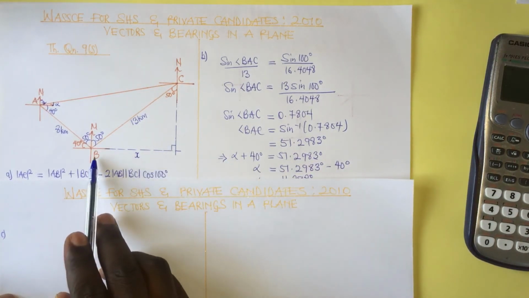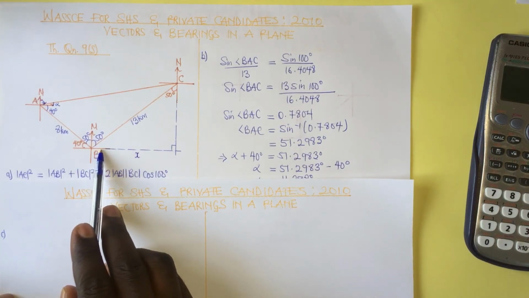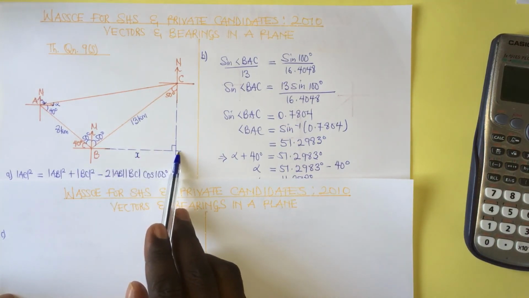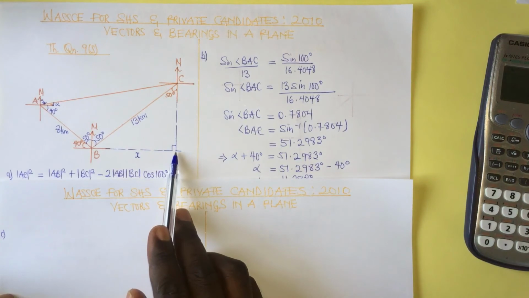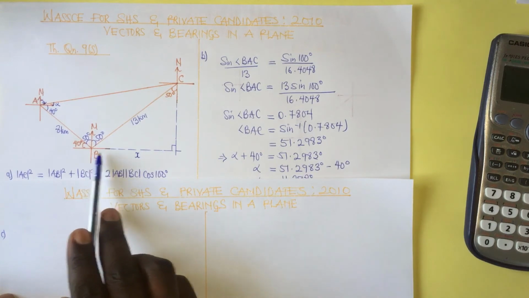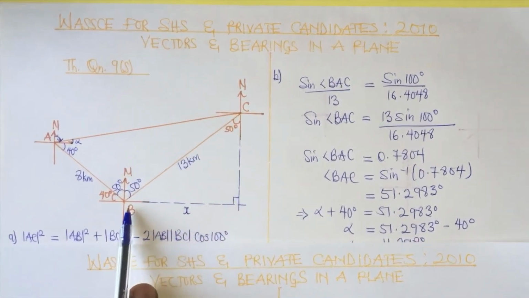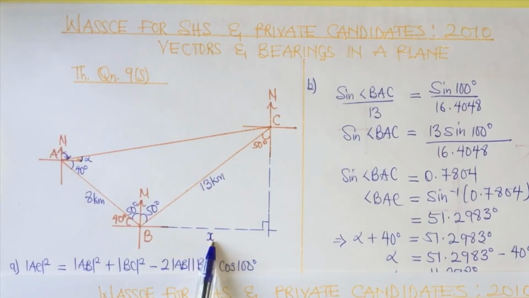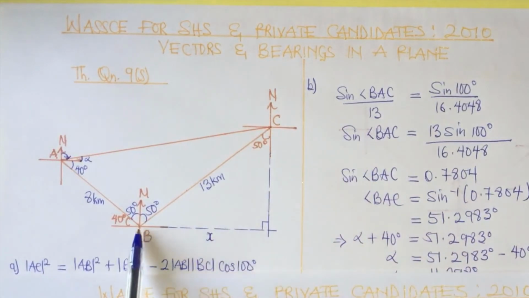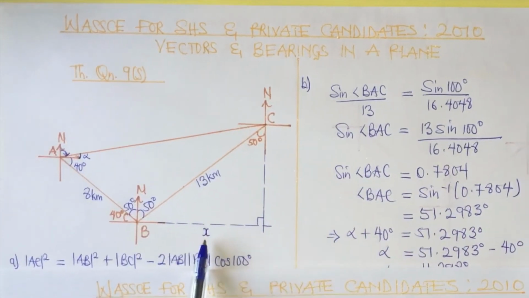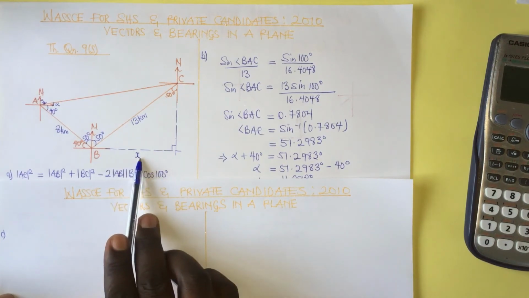So how far east of B? This is B. East of B is this dotted line, and C will also come down and they will meet at a point where they are perpendicular, meaning they form a right angle at that point. Now we represent the distance that we want to find with X. So how far east of B, AC is from this point to this point. Now we have this length as X.